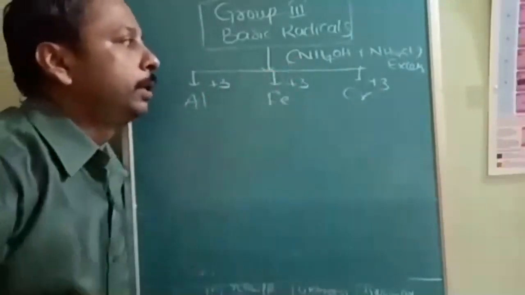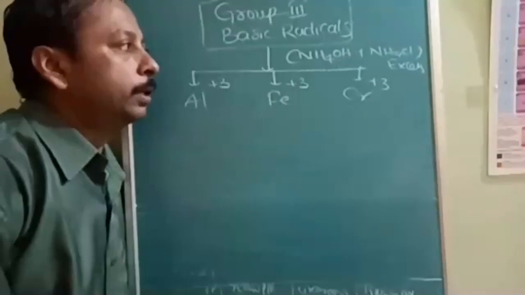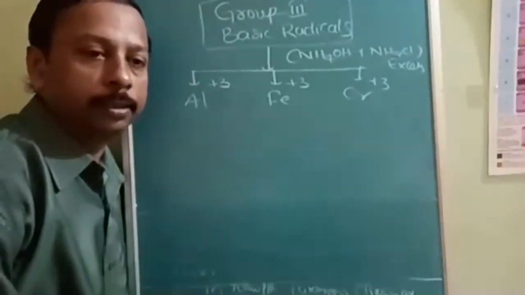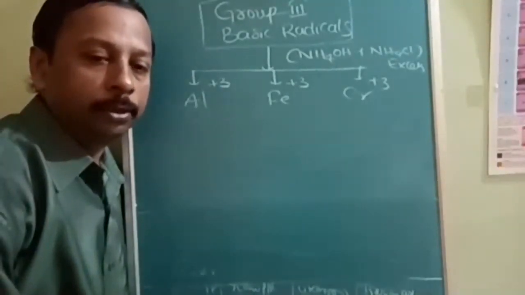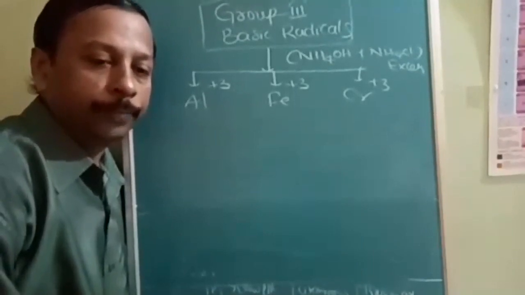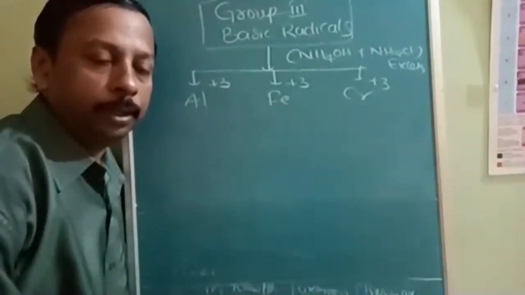And the group reagent is NH4OH plus NH4Cl in excess. That is the group reagent. So this is the topic of this lecture. Let's start with the algorithm.